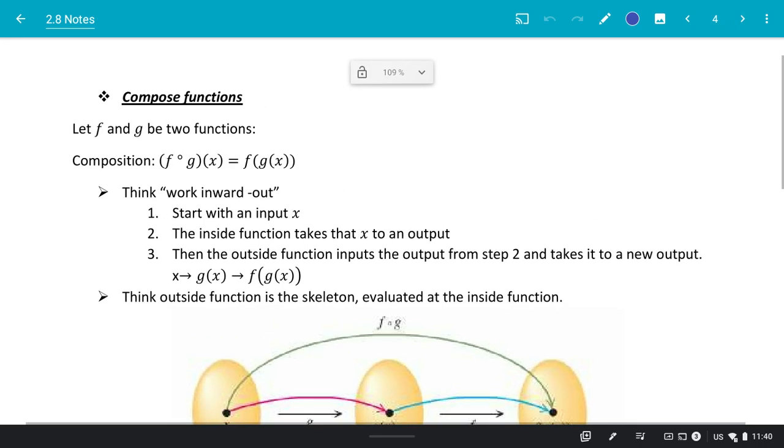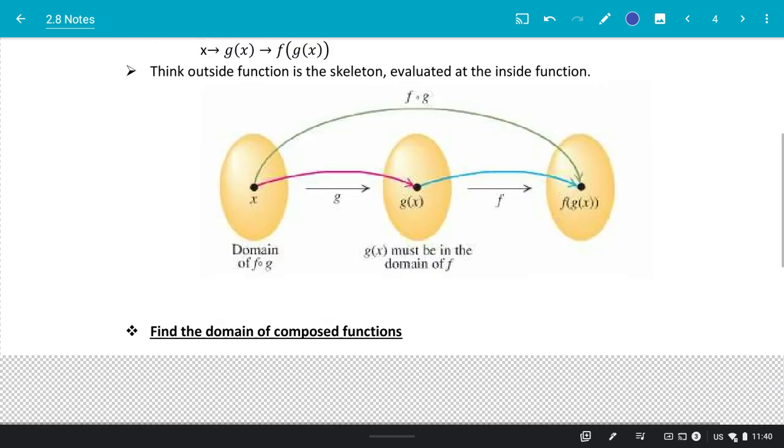Next is composing functions. Taking a function of a function. You need to remind yourself that you're going to work inward out, or inside out. Start with an input for x. You use it on the inside function. And then take that new value and do it on the outside function. All right.